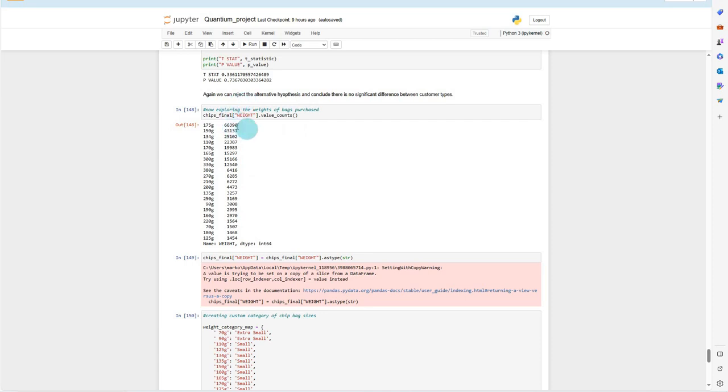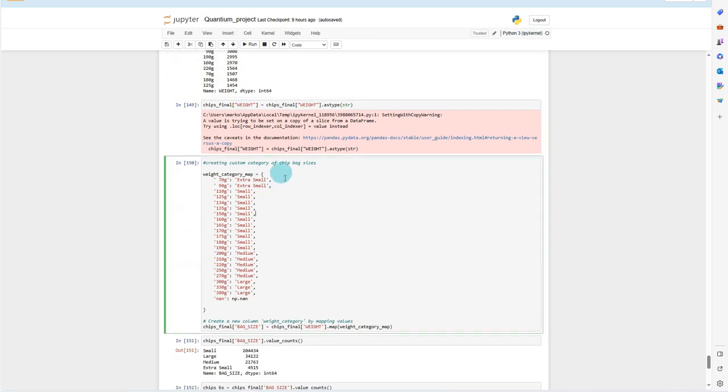I decided to break up the weights into categories. I wanted to see what size bag of chips people were most likely buying. So I broke it up into four. I did some Google searching to see all the different sizes and what these grams translate to in bag sizes. Anything below 100 grams, I categorized as extra small. The hundreds I categorized as small, the 200 grams I made medium, and the 300 grams I made large.